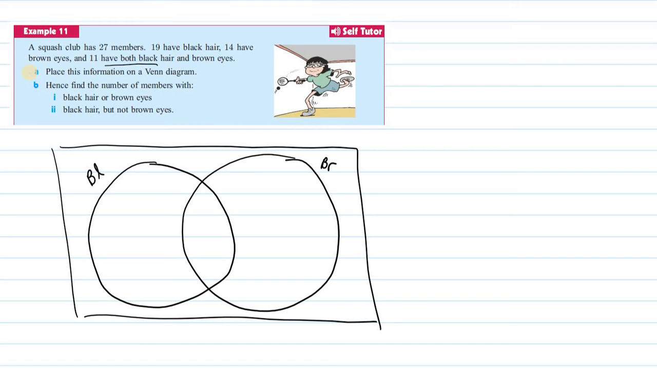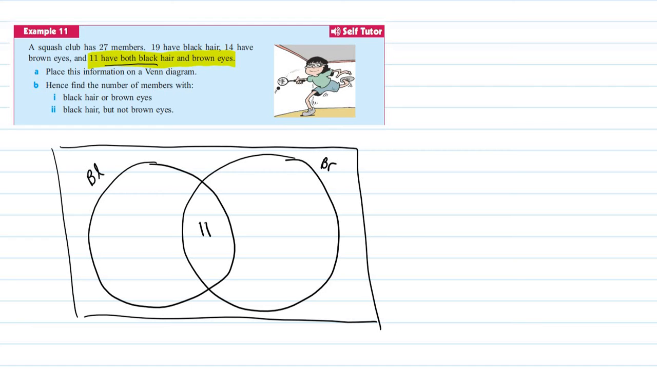So we're kind of going to work backwards. Are there people in both categories? And the answer is yes. It says that 11 have both black hair and brown eyes. So we're going to put 11 here, representing that 11 people have black hair and brown eyes.